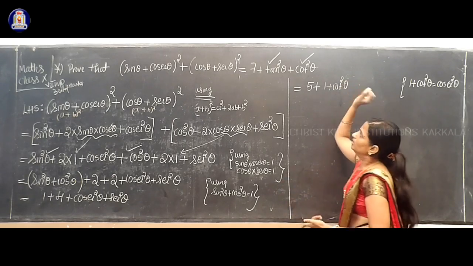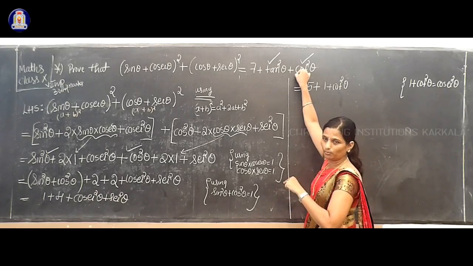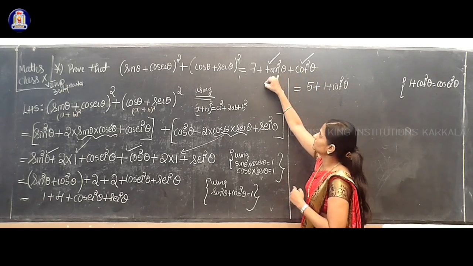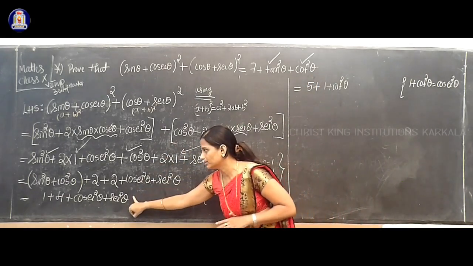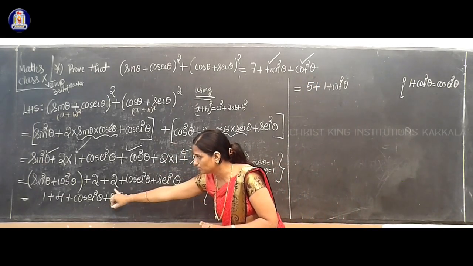So you should replace by using formulas. Understood? Your question needs the answer in tan square and cot square, but we got this one. This we don't want, so remove that cosecant.